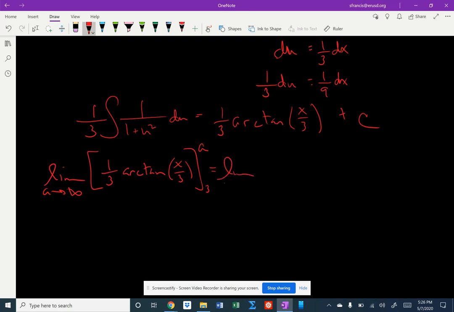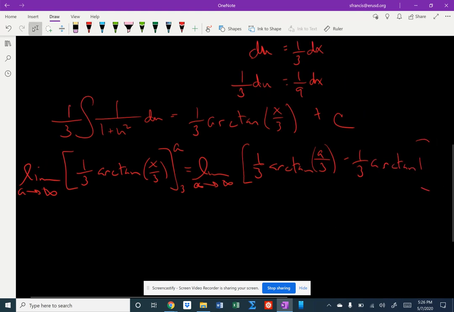So we're just applying the fundamental theorem here. Limit as a goes to infinity, and we're going to get 1/3 arctan of a over 3 minus 1/3 arctangent of 3 over 3, which is just 1.